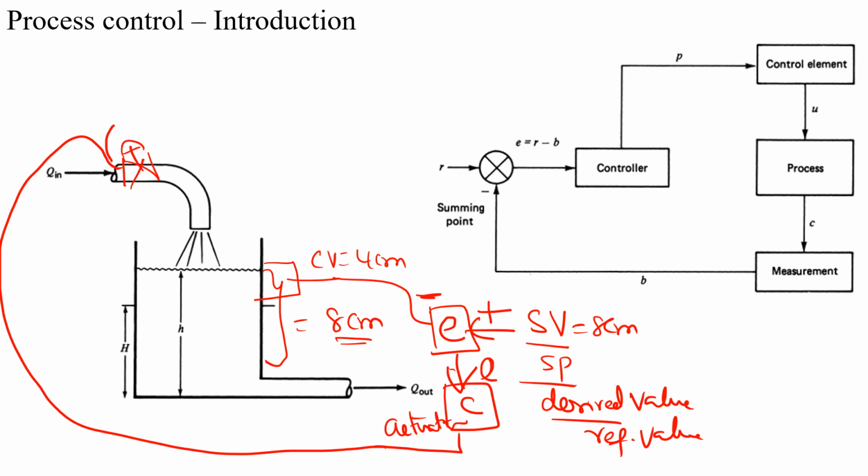This actuation is given to the control valve. Based on the actuation, the control valve will open the tap or close the tap, which means it will regulate the flow rate. Based on the flow rate, the level is maintained. So this is how the system works.